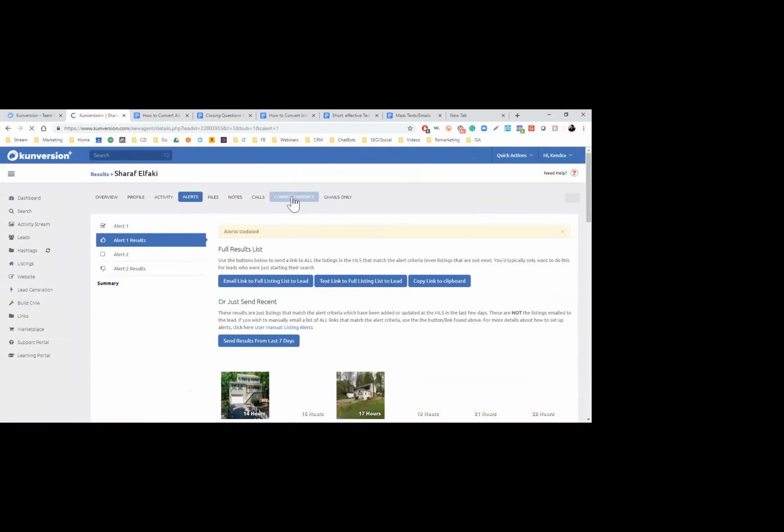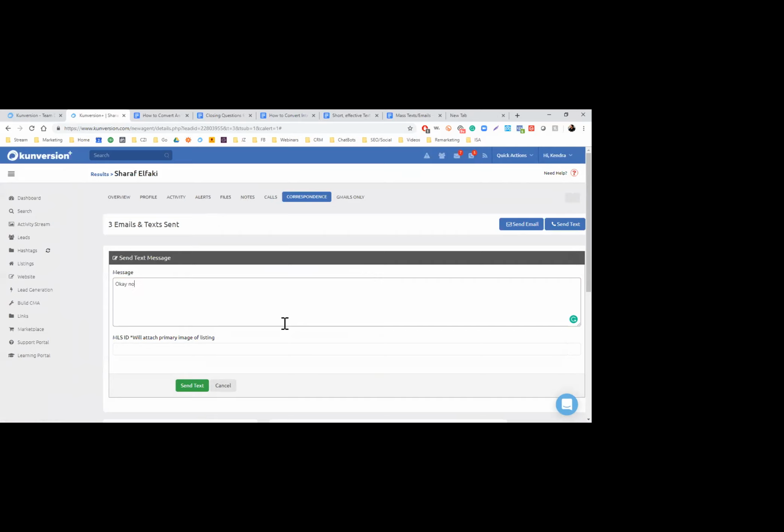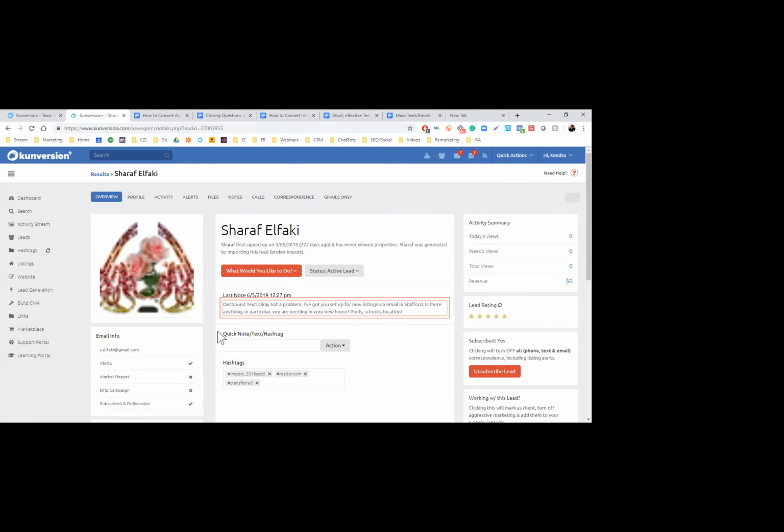Now, here's what I'm going to do. I'm going to send her a text message back and say, okay, not a problem. I've got you set up for new listings via email in Stafford. Is there anything in particular you are needing in your new home? Pools, schools, location. I'm just going to try and start a conversation with this lead. I'm going to send that over to her, even though she told me she didn't want to receive text messages every single day with new listings. It doesn't mean that she's not willing to have a conversation via text, because obviously she responded.